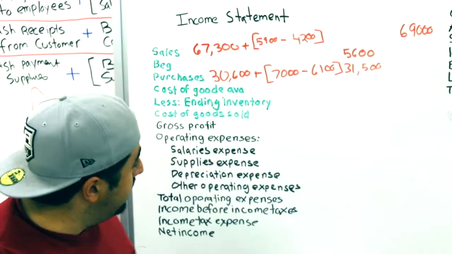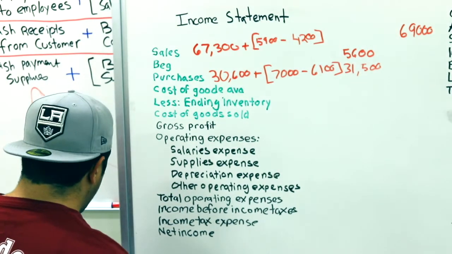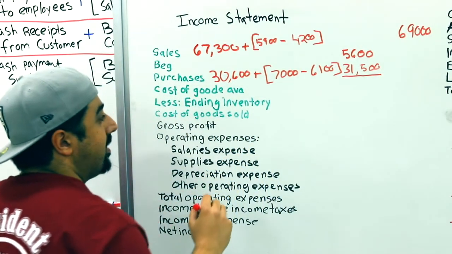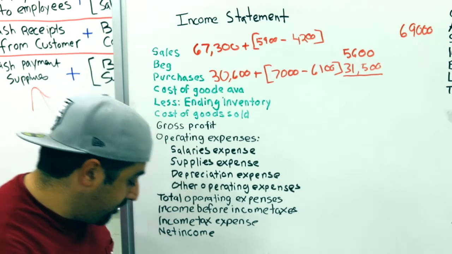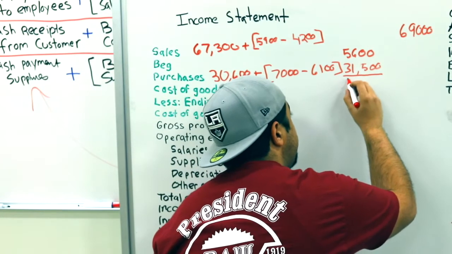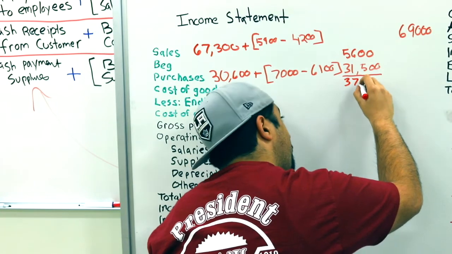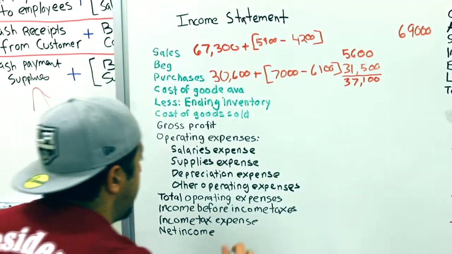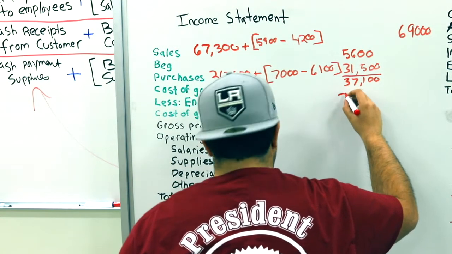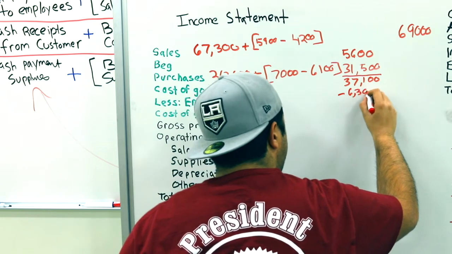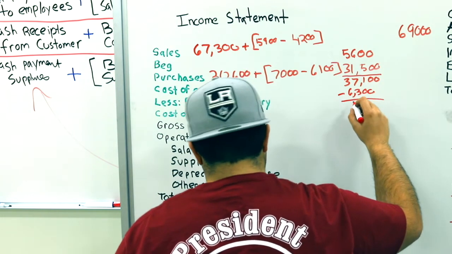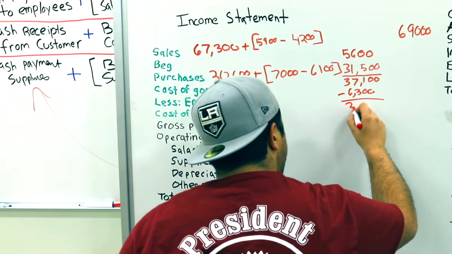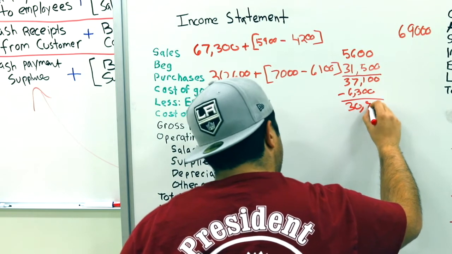You guys with me on this one so far? All right. And that gives us cost of goods available, which is, add that up, 37,100. Less ending of 6,300, giving us a cost of goods sold of 30,800.